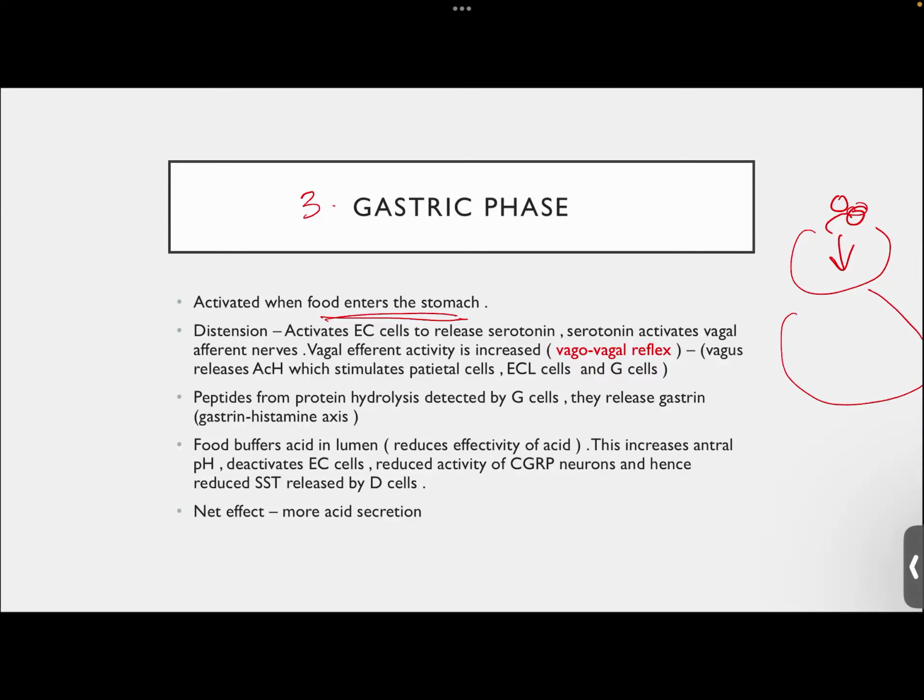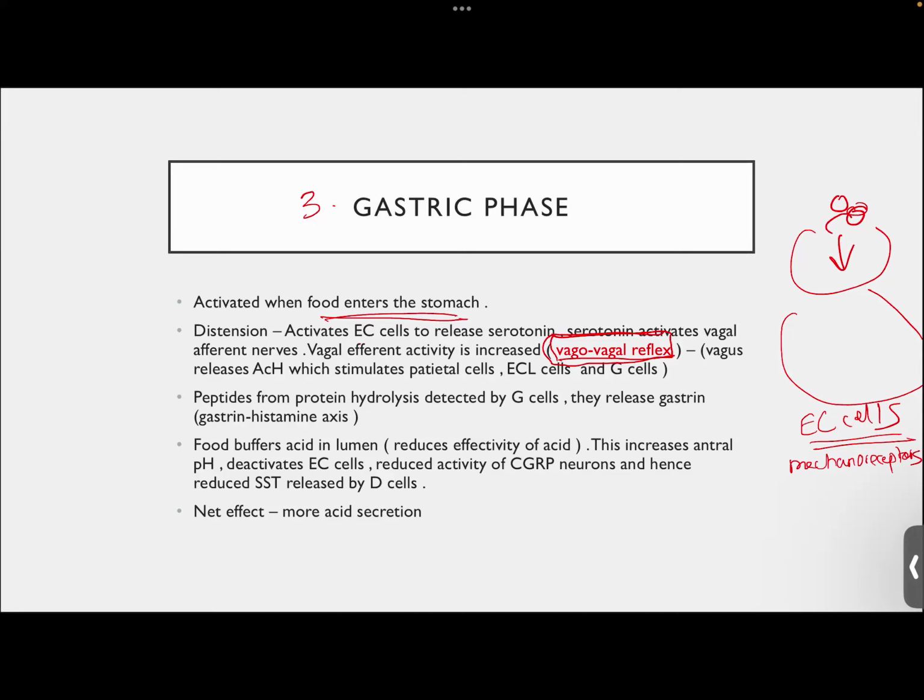And this distension activates enterochromaffin cells to release serotonin. Serotonin activates the vagal afferent nerves. Okay, you can forget that. Just remember, serotonin activates the vagal reflex. Because the stomach is getting bigger, it's distending, you have the activation of enterochromaffin cells. Now you might wonder, why is the enterochromaffin cell being activated? This is because enterochromaffin cells have mechanoreceptors, which means that when they sense any pressure, they get activated. So they release serotonin, and serotonin causes the vagal reflex to be active.